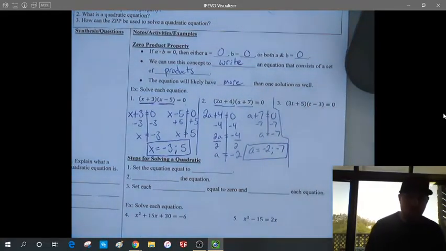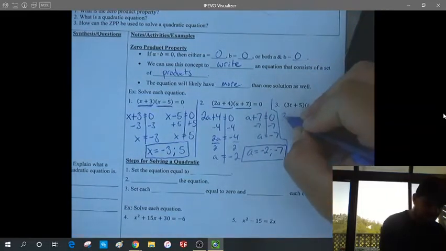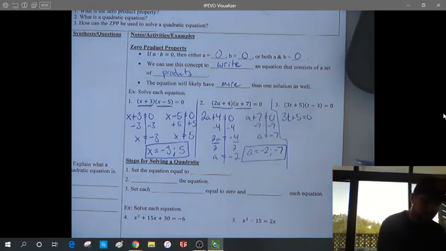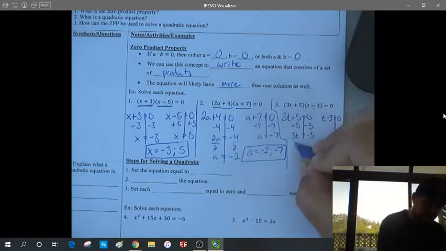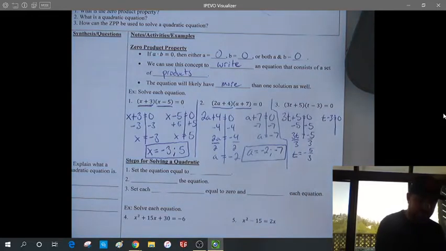Okay, one more. So same idea. I could have 3t plus 5 be equal to 0, or t minus 3 equal to 0. Subtract 5 from both sides here first. 3t equals negative 5. Divide by the 3. And t equals negative 5/3.